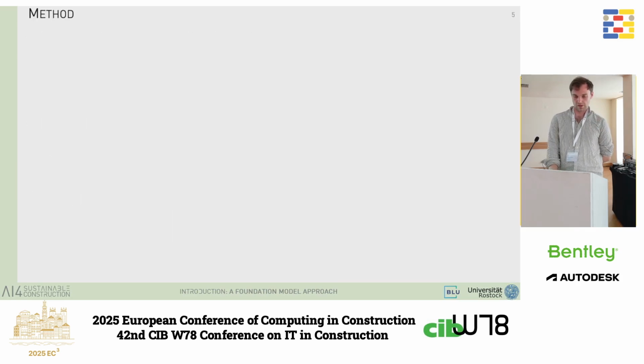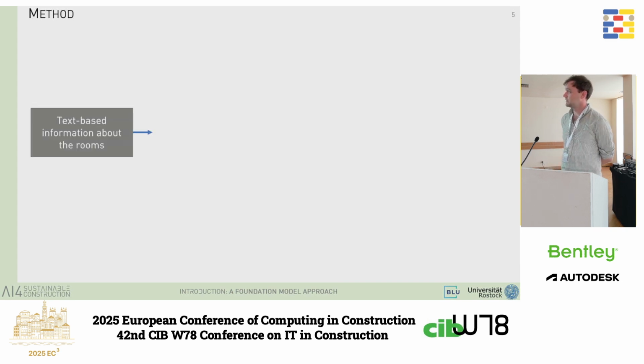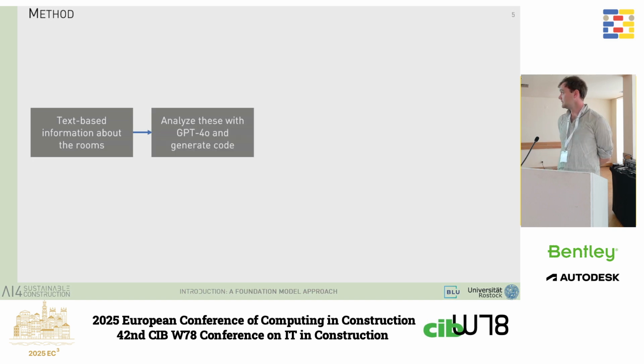So let's dive shortly into the method. The first thing is that we get the text-based information about the space or the rooms. Everybody knows we can say a room has a height of 2 meters, a breadth of 4 meters, and a length of 5 meters or something like that. And then we analyze these options with a model over an API or over the prompting channel of the model, and generate the code for a point cloud of the room.